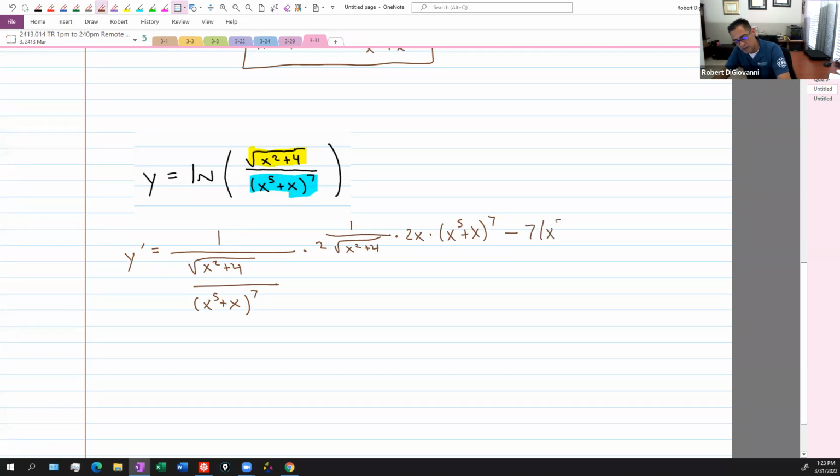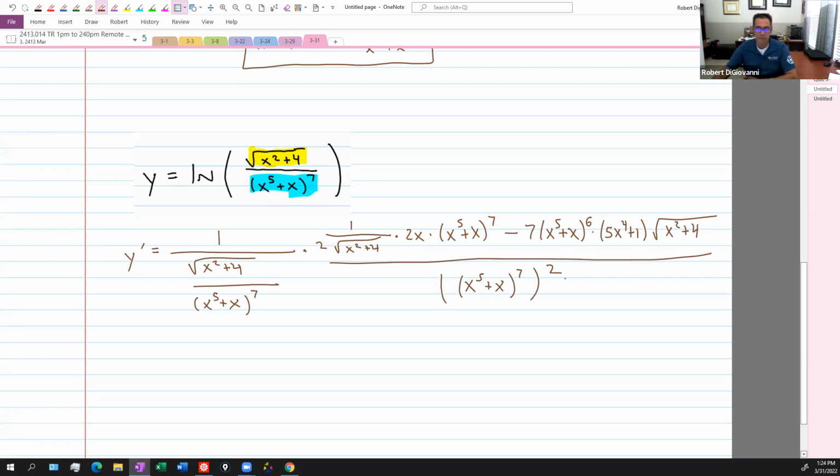7 comes out, x to the 5th plus x raised to the 6th, times the derivative of what's inside of here, which is 5x to the 4th plus 1, but then times the top function, which is the square root of x squared plus 4, but then all of that divided by the bottom, x to the 5th plus x to the 7th squared. That's the derivative of this if I don't use the expansion. I'd say that's a much more complicated looking derivative, right?